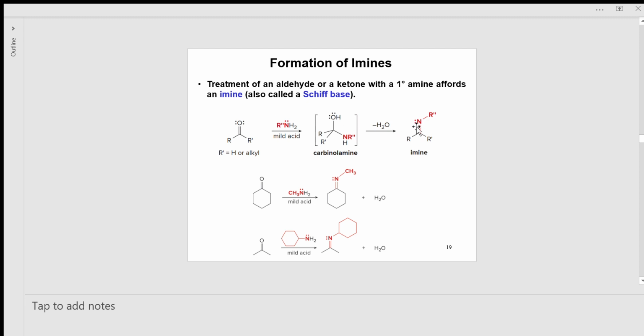Then the rest is the imine. Basically, you just cut from here. This is oxygen. You cut from here. This is hydrogen. It forms water, and it forms a carbon nitrogen double bond. The rest of both molecules remains. This is the final product, the imine. And I have 2 examples here, either a cyclic ketone or just a linear ketone reacting with a primary amine. It could be a linear amine or it could be an amine with a cyclic side group. Then we have imines, with a carbon nitrogen double bond.